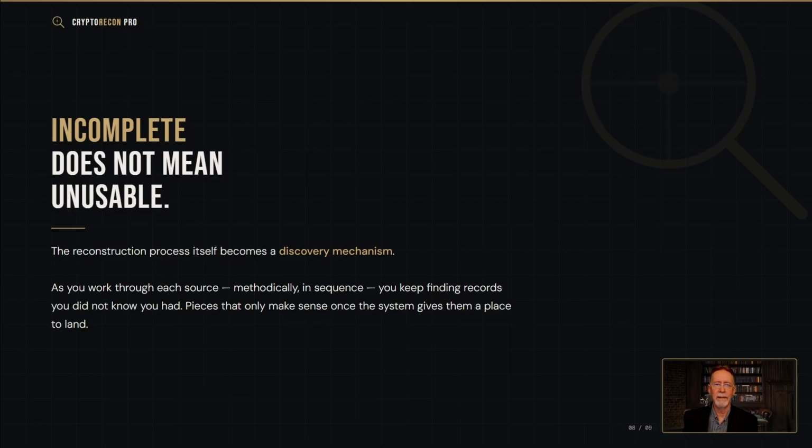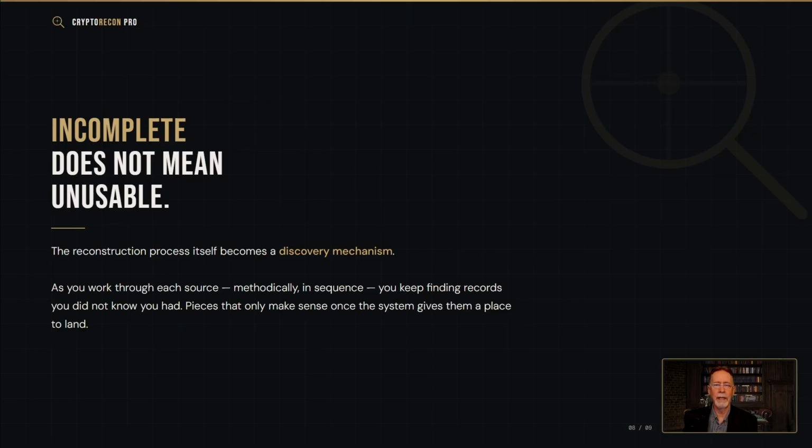It doesn't. When I started my own reconstruction, I didn't have a clean, complete record set sitting in a folder waiting for me. What I had was fragments: emails that confirmed something happened but didn't show the amount, statements that covered some months but not others, wallet records that existed but didn't connect to anything yet. And here's what I discovered.